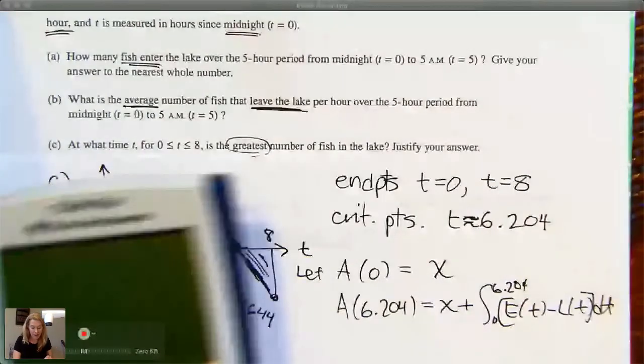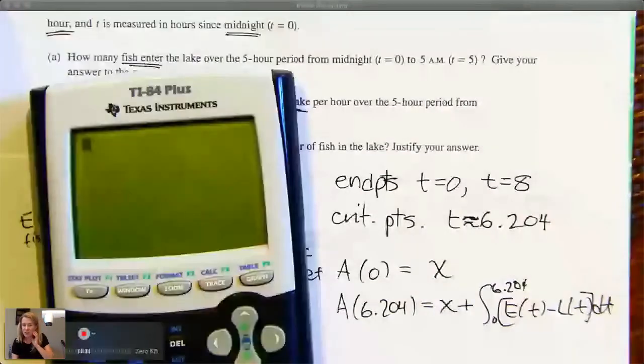So I could do that. I could find that increase in the amount of fish. I'm going to go through this process, but I'm actually going to show you that it's not actually necessary in the great long run of things.